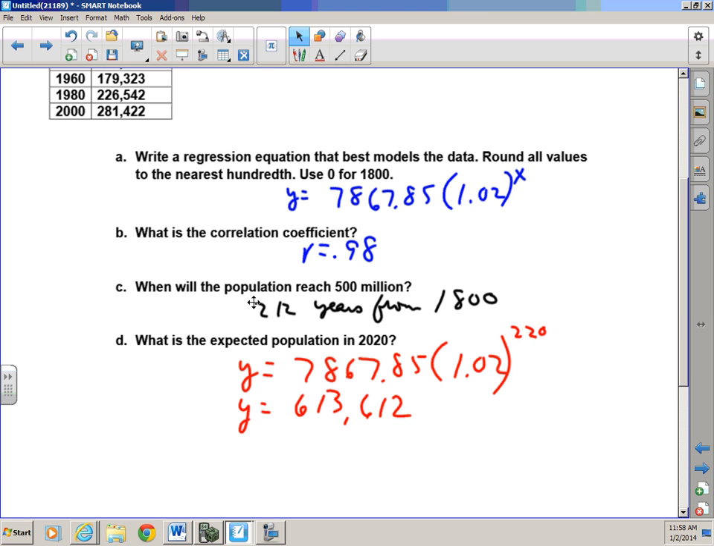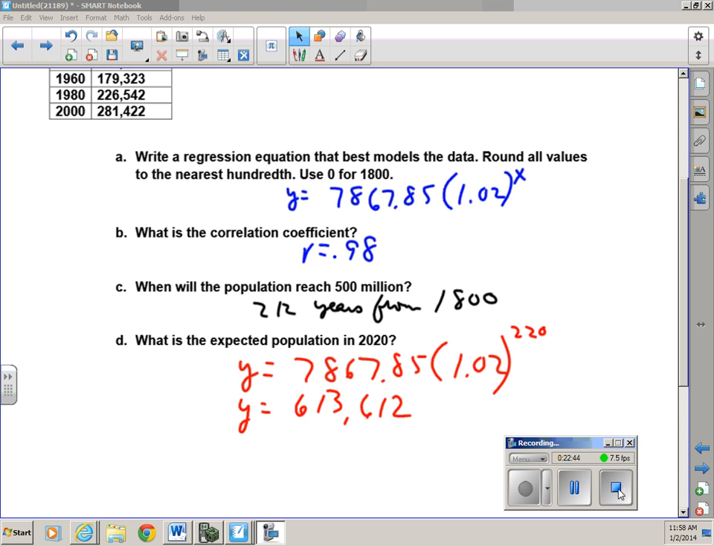So to recap, what we did today was an exponential function and how we figured out the equation for it and other pieces of data.